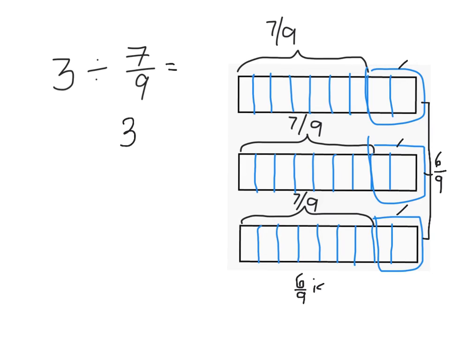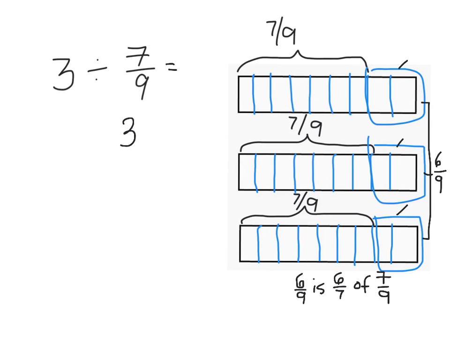is 6 out of 7 parts of 7/9, right? Because we're counting by parts. We want 7 parts, you only got 6. So to describe this remainder, you only got 6 out of 7.